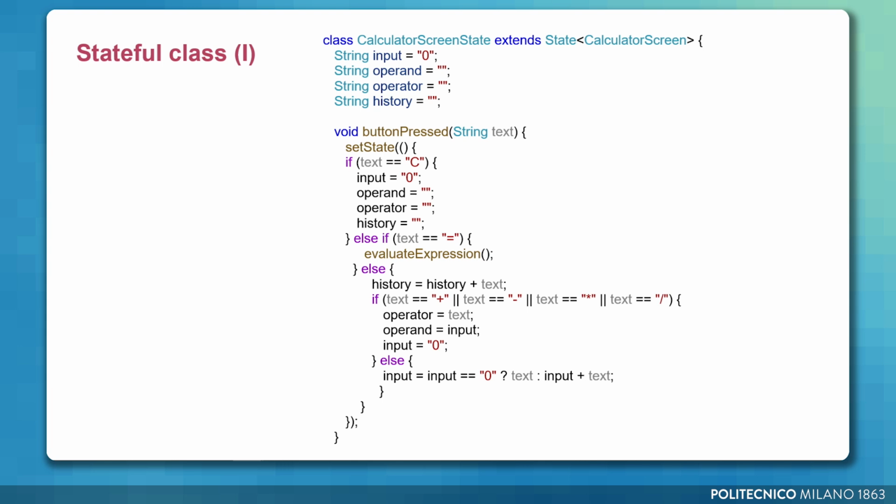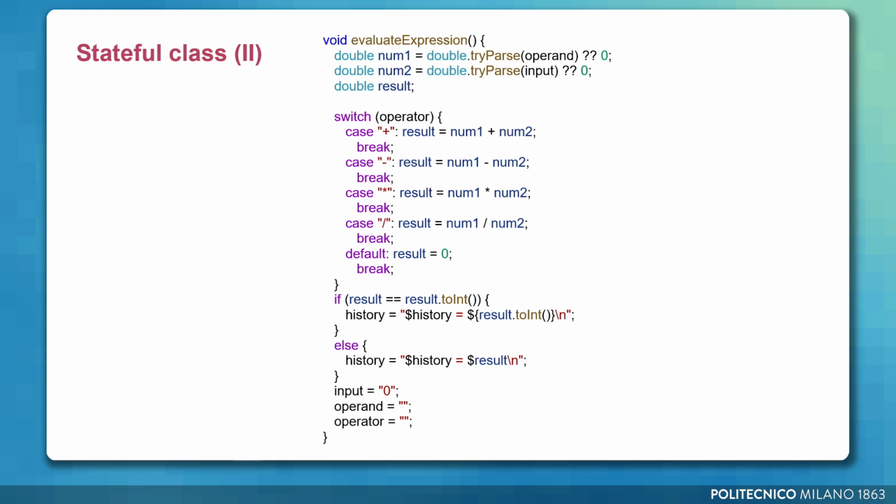The button press method acts as a general-purpose callback for all button taps on the calculator. Its logic is simple, using a series of if-else conditions to manage different scenarios. Pressing C resets all values. Pressing the equal sign triggers the calculation. Selecting an operation stores the first value and sets up for the next, and entering digits updates the input accordingly.